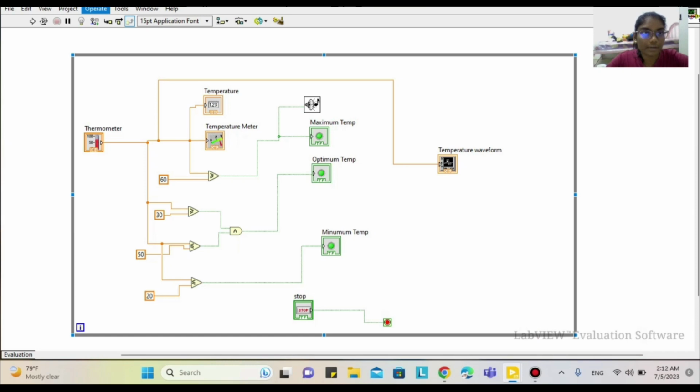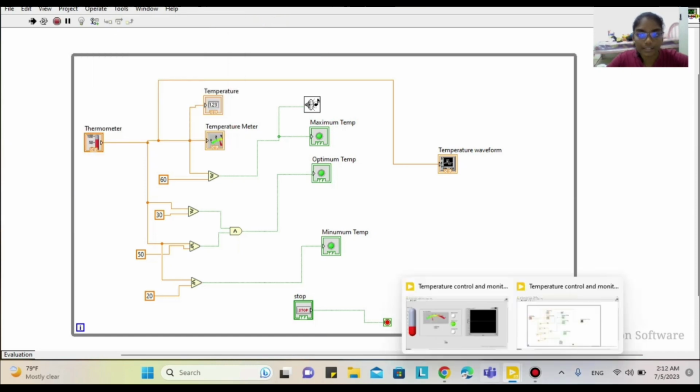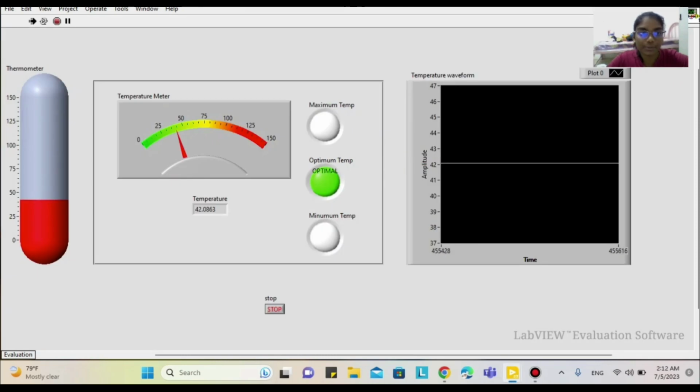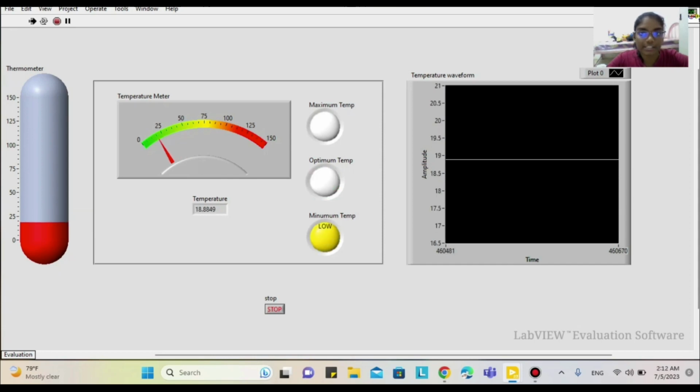First, we have to run the system. Here is where we control the system. Here we can see it is at 42. When we decrease the temperature, we can see the waveform changes. Now it is at 18.3, nearly 18. So we can see the minimum temperature is low.